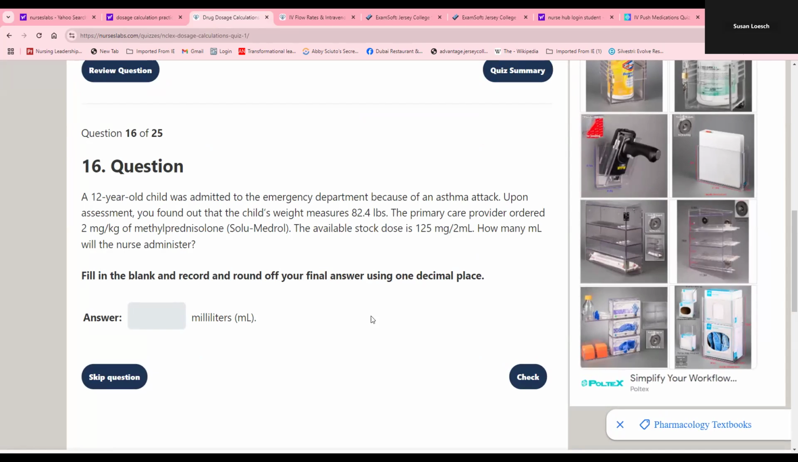All right, the doctor ordered 2 milligrams per kilogram, so you're going to multiply that whole number times 2. And that is your ordered dose. Now you have to put that over what you have on hand, so you're going to divide that by your 125 times 2. And what answer did you end up with? 1.198.